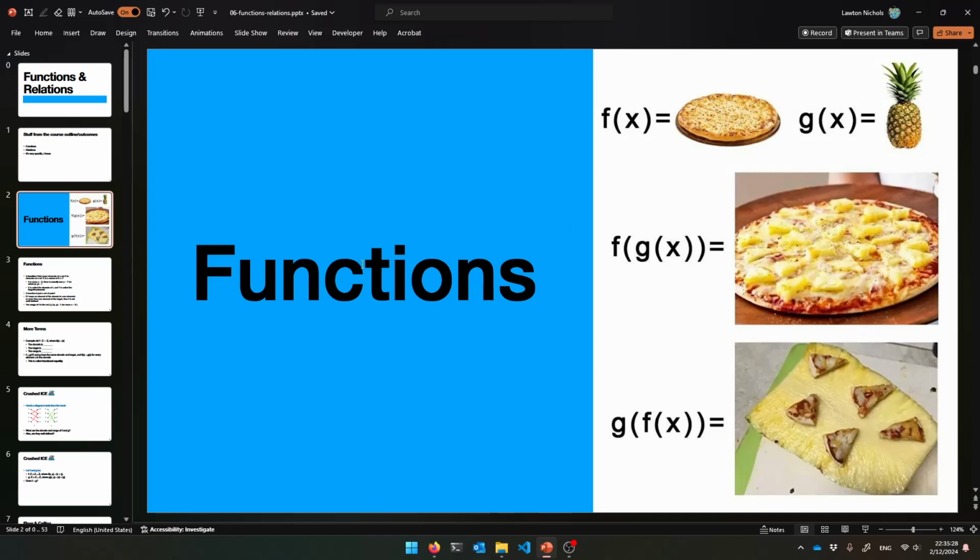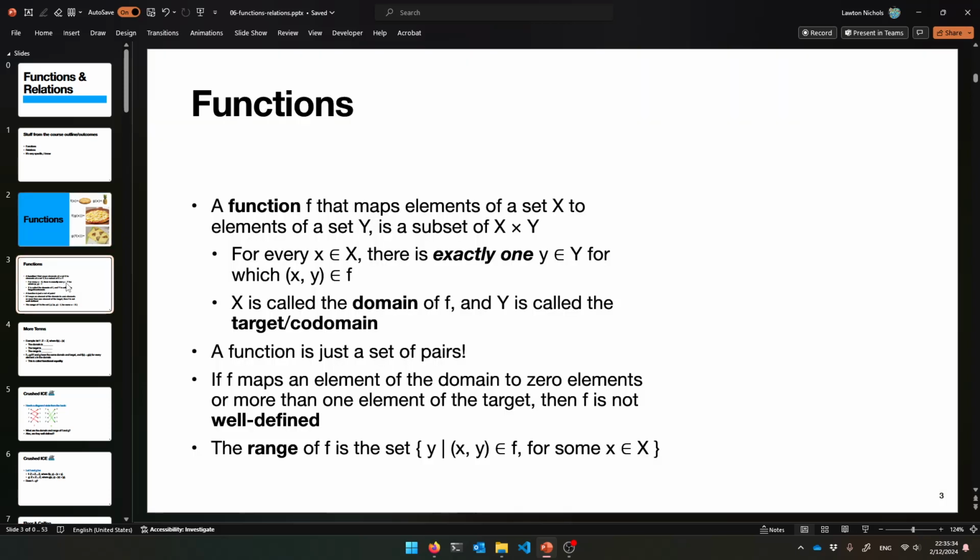So this is more like the mathematical kinds of functions, but technically computer science functions are similar. So we have that a function f that maps elements of a set x to elements of a set y. So we had to study set theory to get here, right? Because sets map things. They map inputs to outputs. So we're going to say that the inputs are part of set x and the outputs are part of set y. It ends up being a subset of x cross y.